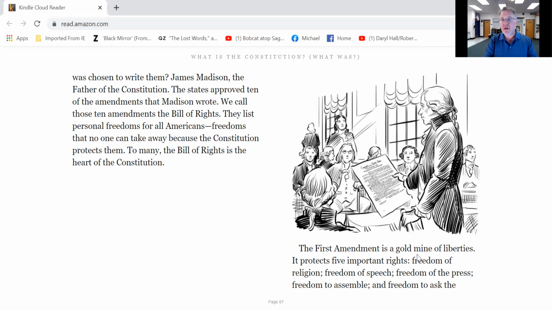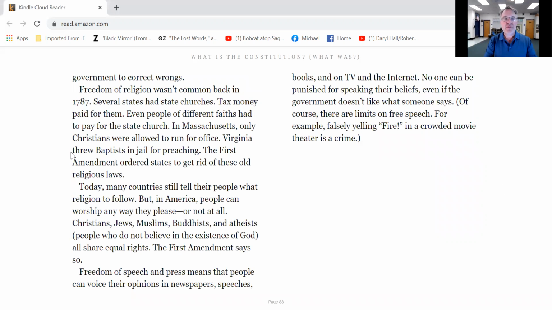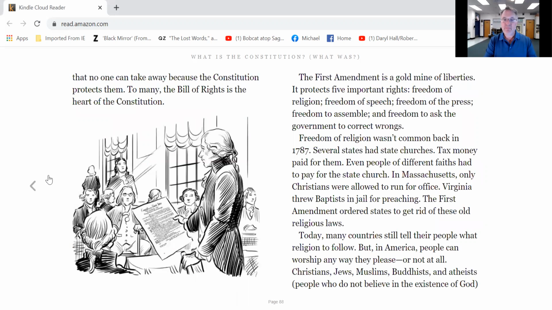The First Amendment is a gold mine of liberties. It protects 5 important rights: freedom of religion, freedom of speech, freedom of the press, freedom to assemble, and the freedom to ask the government to correct wrongs. Now check those out. 1, 2, 3, 4, and 5.